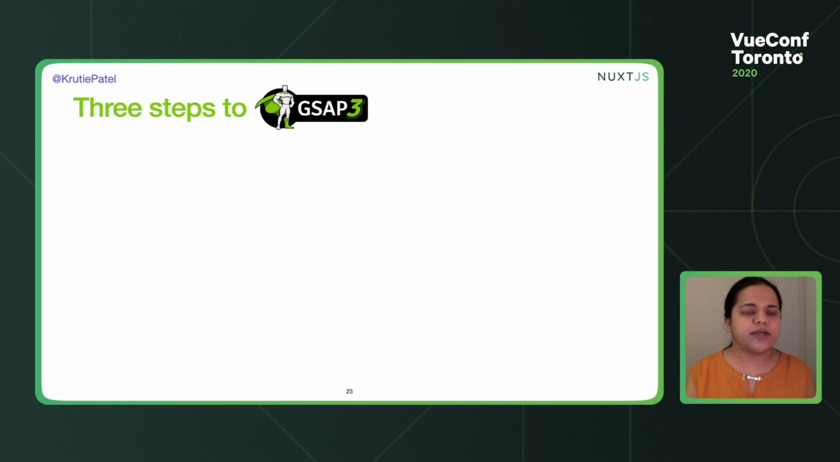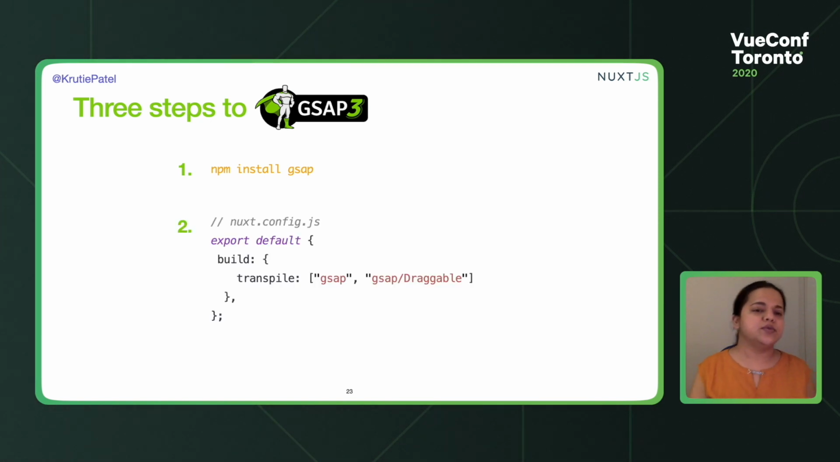Including GSAP requires 3 steps in Nuxt. First, we will npm install GSAP. Second, and the most important step, is to transpile GSAP dependency. You can configure Nuxt to use ES modules, and for that Nuxt provides this handy option to transpile any external dependencies with Babel. So we can use it for GSAP or any other plugins of GSAP that you are using. And the third step would be to simply import GSAP and start using it.